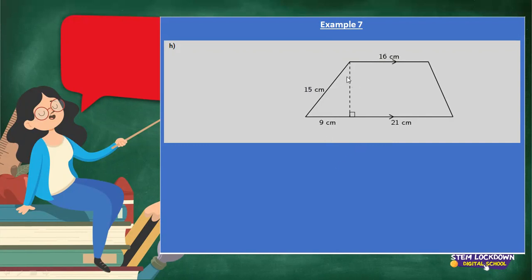So H squared equals 15 squared minus 9 squared. 15 squared gives you 225, 9 squared is 81. So subtract 81 from 225, and then find the square root of that answer, you get your H. And with your H, then you can find the area of the trapezium.